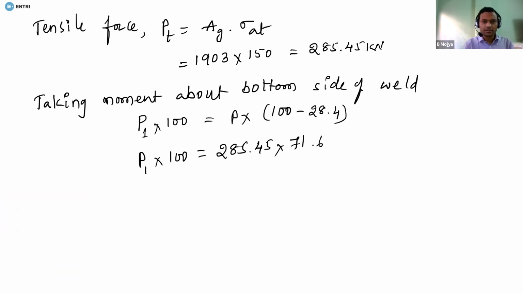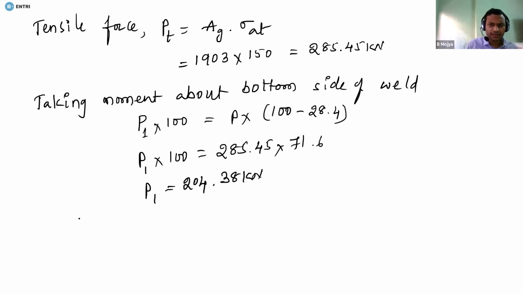Let us look at what we are going to get by operating the calculator. 285.45 into 71.6 divided by 100. So we are getting around 204. So we are getting the P1 value as 204.38 kilonewtons.